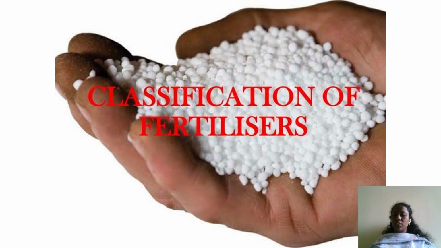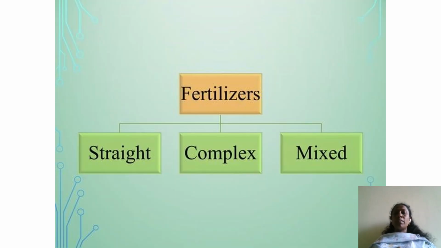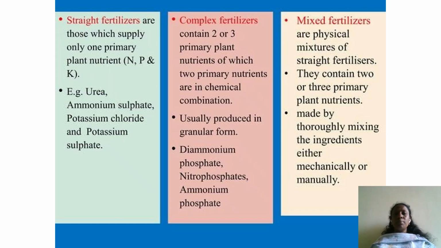They are classified into straight, complex, and mixed forms of fertilizer. Straight fertilizers are those which have only one primary nutrient, any one of the plant primary nutrients: nitrogen, phosphorus, or potassium. Examples are urea, ammonium sulfate, potassium chloride, and potassium sulfate. So these are the main primary nutrients.